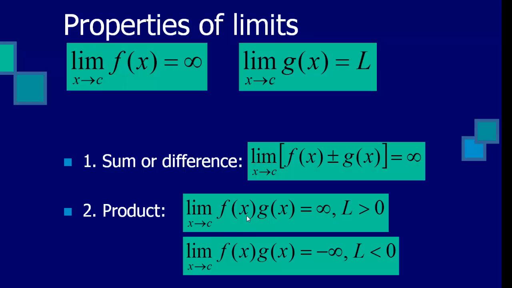The same thing holds true for multiplication. If we multiply two functions, f of x and g of x, that have limits of infinity and L respectively, the limit of the product of the functions is still going to be infinity. Or negative infinity in the case of f of x having a negative infinity limit.